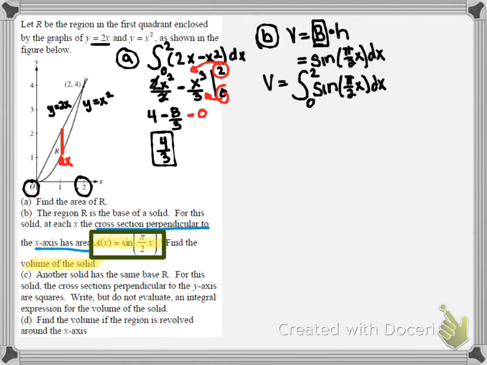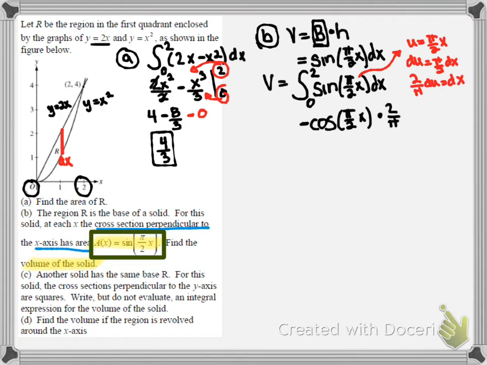So the antiderivative of sine is negative cosine. Everything has to stay the same. But when you take the antiderivative of sine, we're going to let u be pi over 2 x. So du would be pi over 2 dx. So 2 over pi du would be dx. So I need to multiply my answer by 2 over pi. And I'm going from 0 to 2.